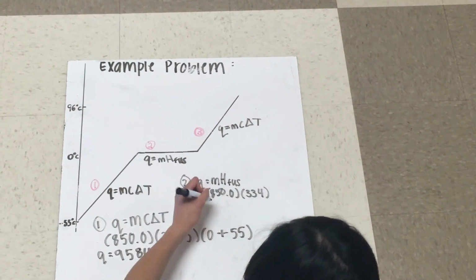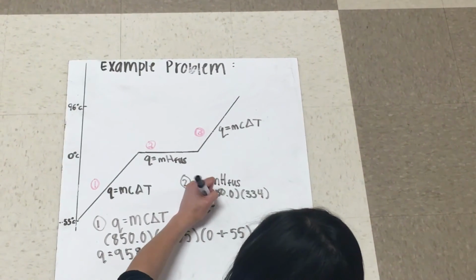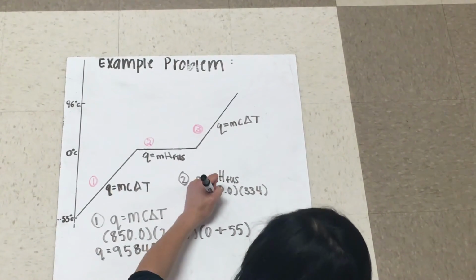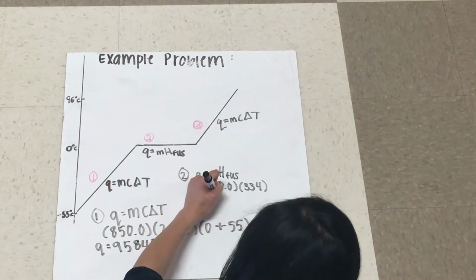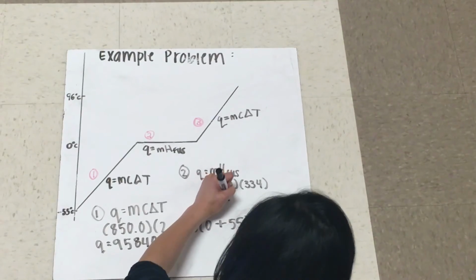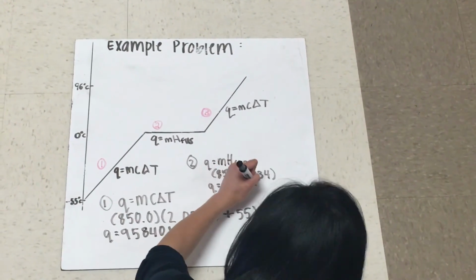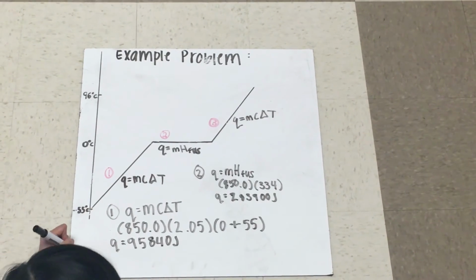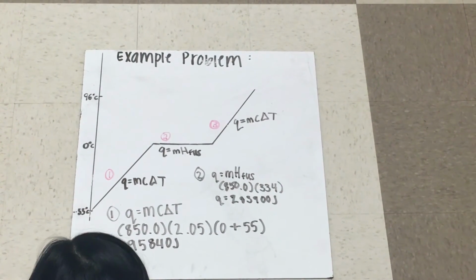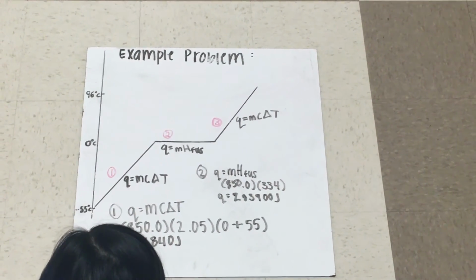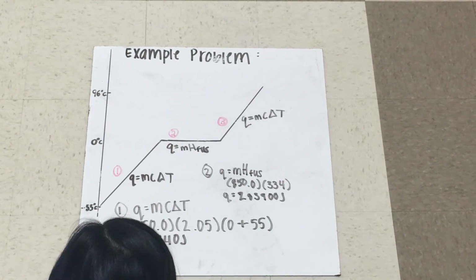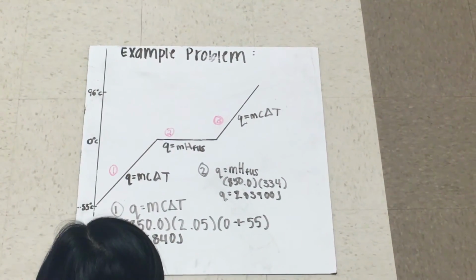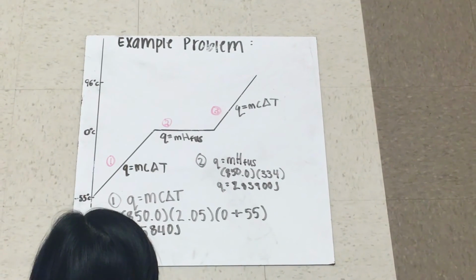Step 3 is similar to step 1, as you use the Q equals mc delta T equation and plug in the given values: 850 grams for the mass, 4.18 joules per gram degree Celsius for the special constant of the liquid, and 96 degrees Celsius for the change of temperature. After multiplying all three numbers, you should get 341,850 joules.